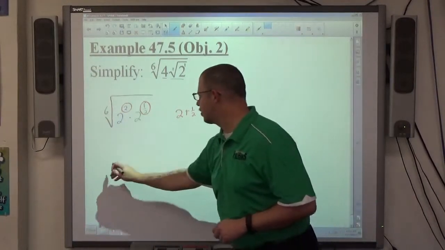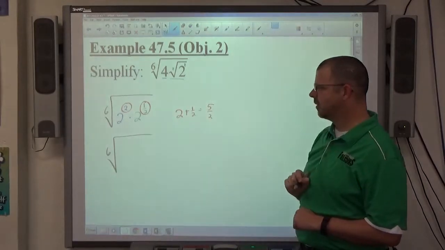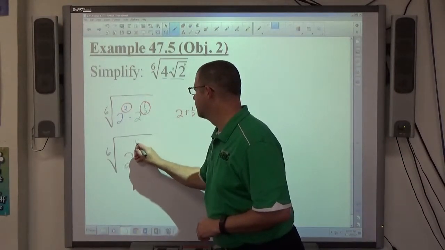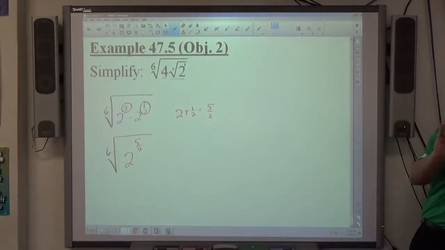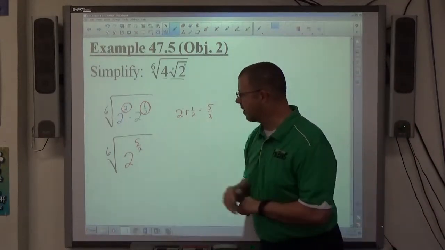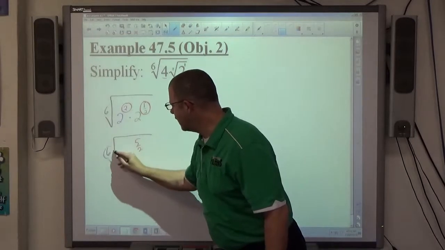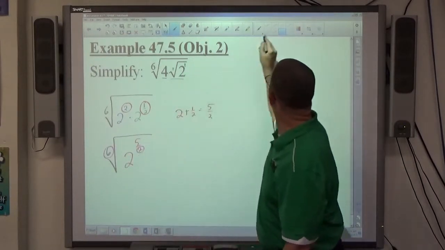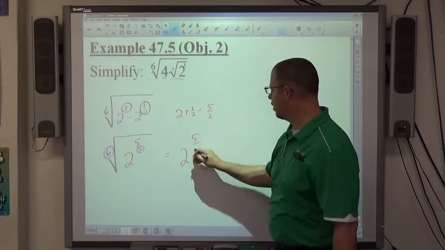So I end up with the 6th root of what to the 5 halves? 2. Right, 2 to the 5 halves. Again, the rule specifically states x to a power times x to a power equals x to the sum of the powers. You don't change the base. Whatever the base is stays the same. And then the last step is we're going to multiply the index times the denominator. So we're going to get 2 to the 5 over 12.